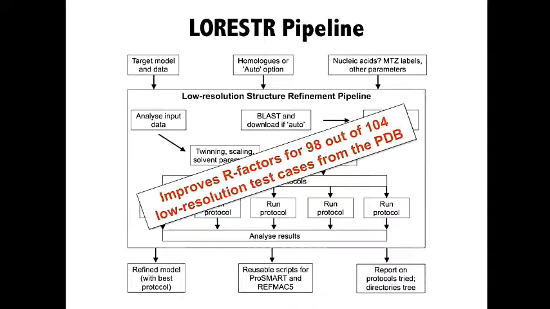In the tests, R factors were improved for 98 out of 104 low-resolution test cases. That's quite a lot. It should be taken with a pinch of salt. Of course, they're taken from cases from the PDB already. The point is it can make your life easy. It's not necessarily going to solve everything for you, but it is going to give you a good starting point. And so for the sake of one automated runner button, it can help you to start knowing what might be a reasonable refinement protocol for your low-resolution case.